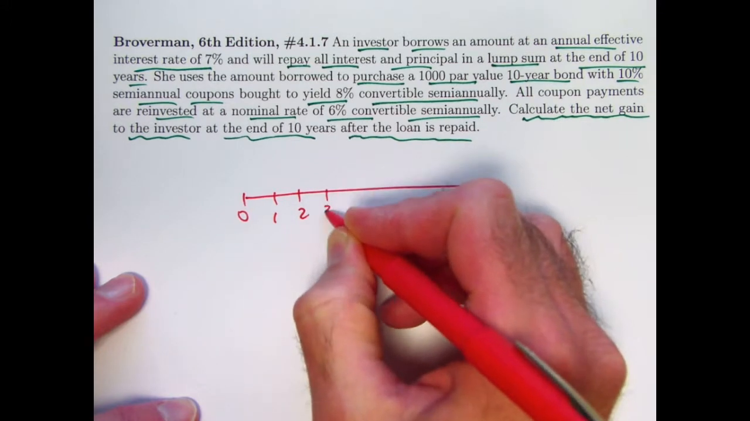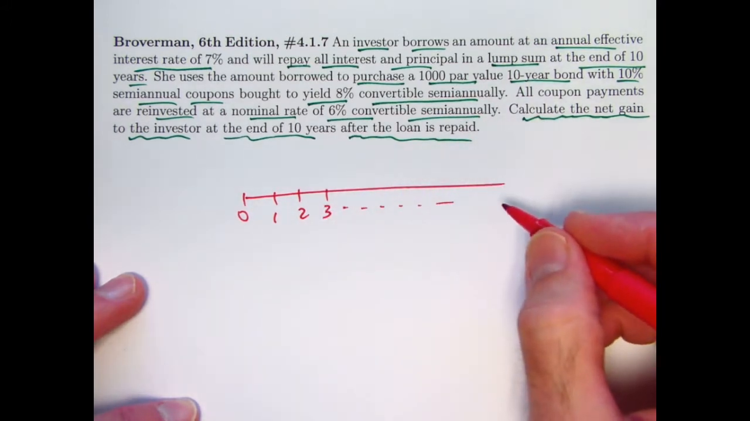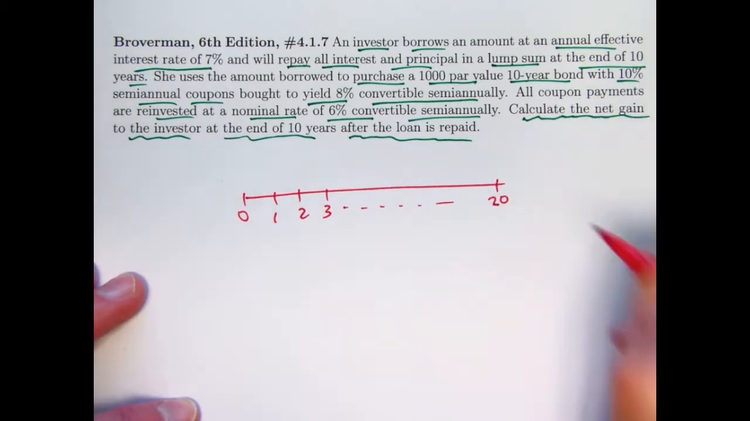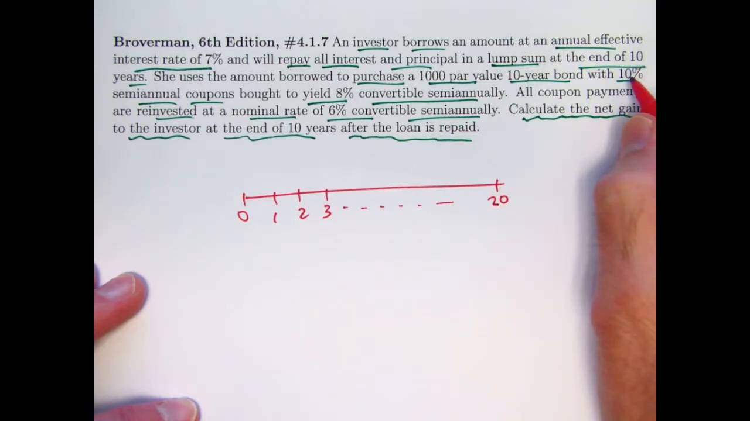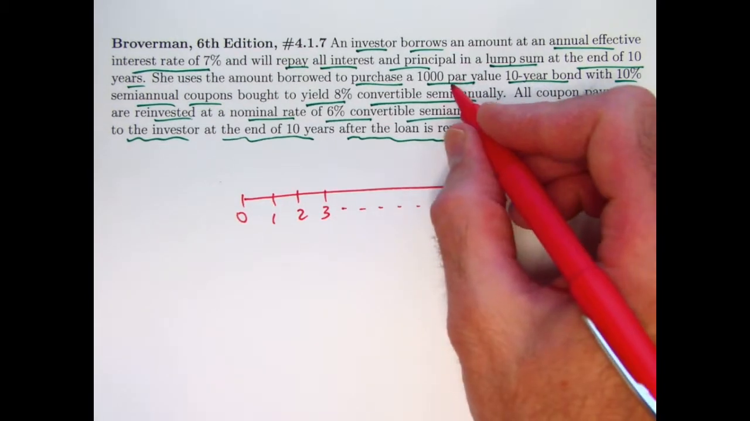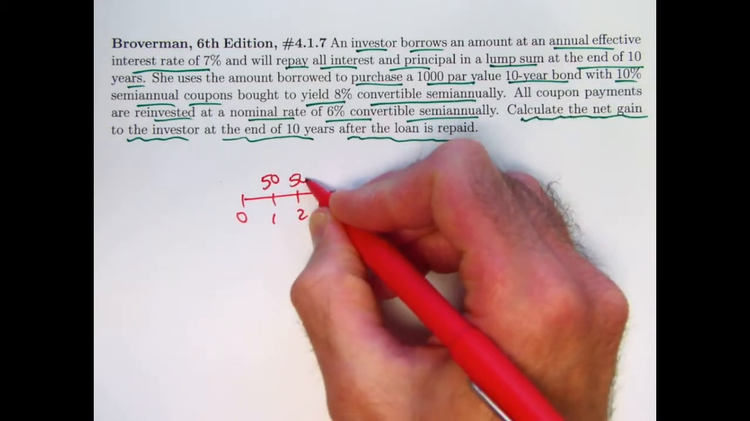So this is going to be a timeline where time is in half years because these things are convertible semi-annually. There's 10 years total, so there's going to be 20 half-year periods. The coupon rate is 10% semi-annual, so divide by 2 to get 5% for the semi-annual rate. Multiply 5% times 1,000, you're going to get 50. That's the amount of the coupons.